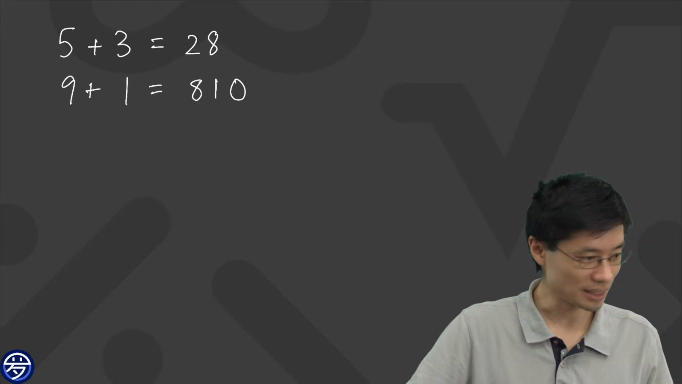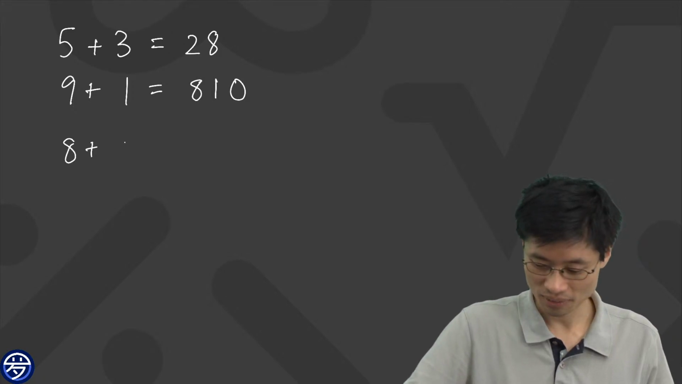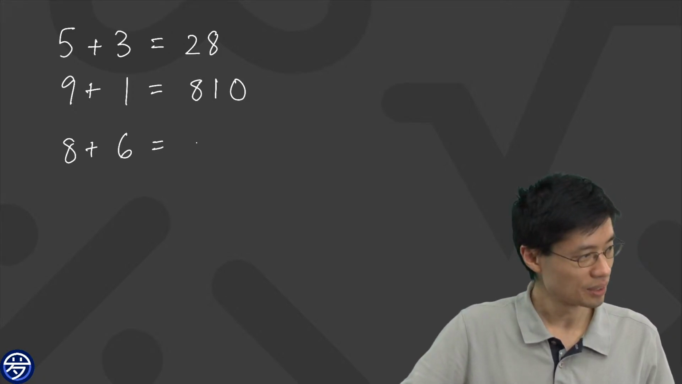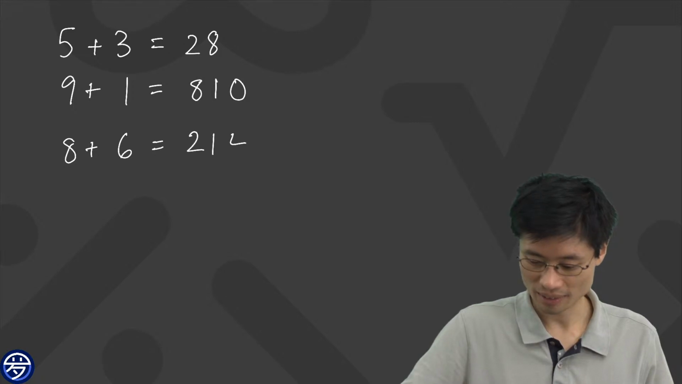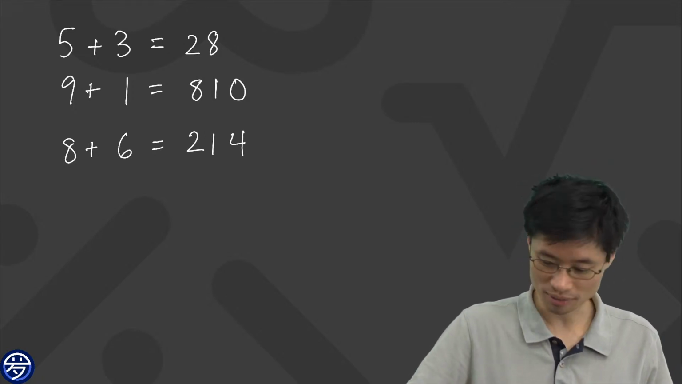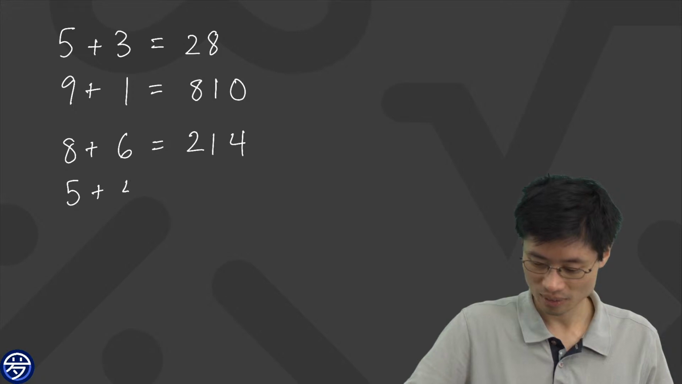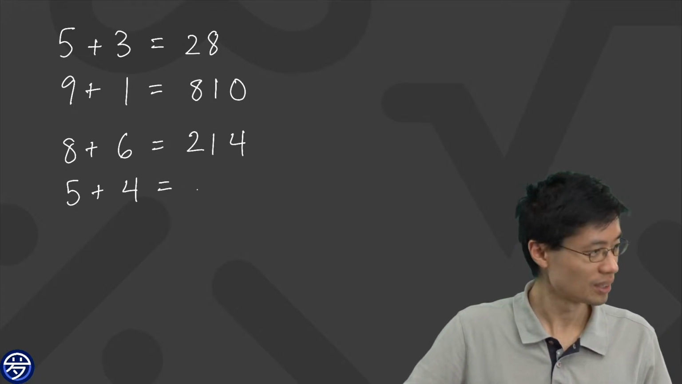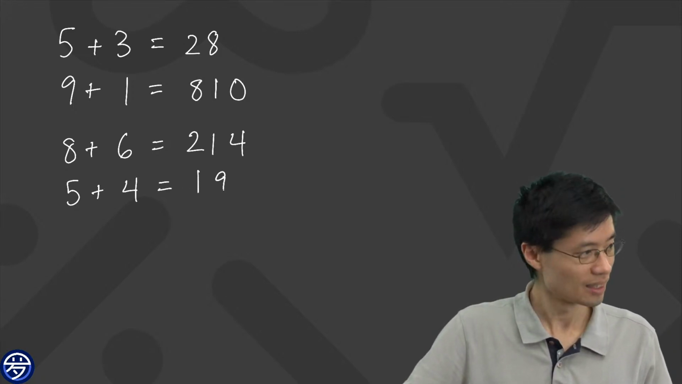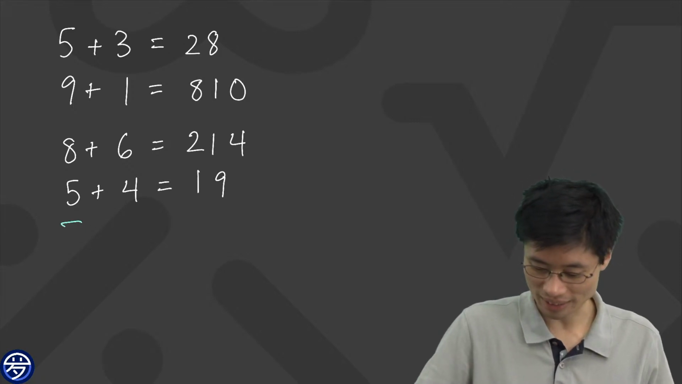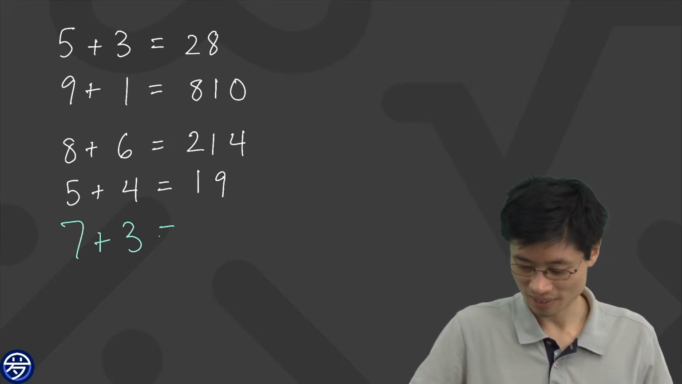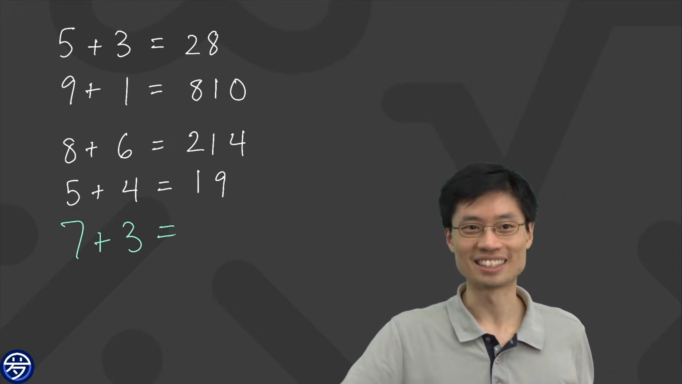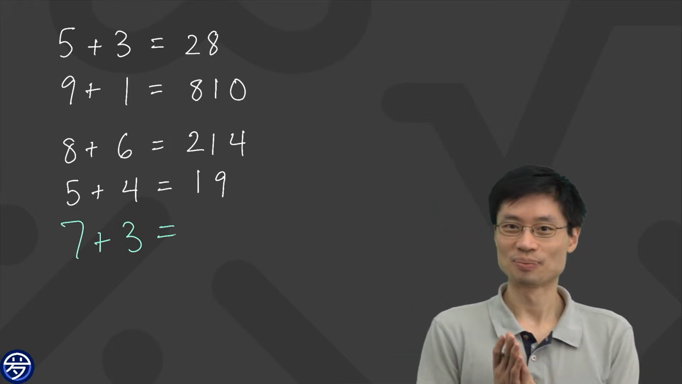And 8 plus 6 is equal to 214. And 5 plus 4 is equal to 19. What is 7 plus 3? Broken calculator. Oh boy. Well, let's see.